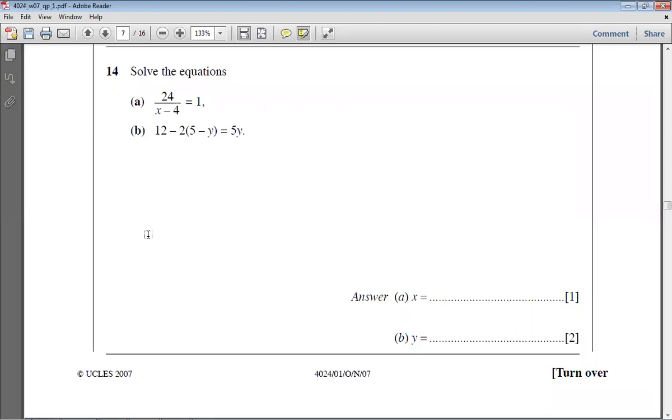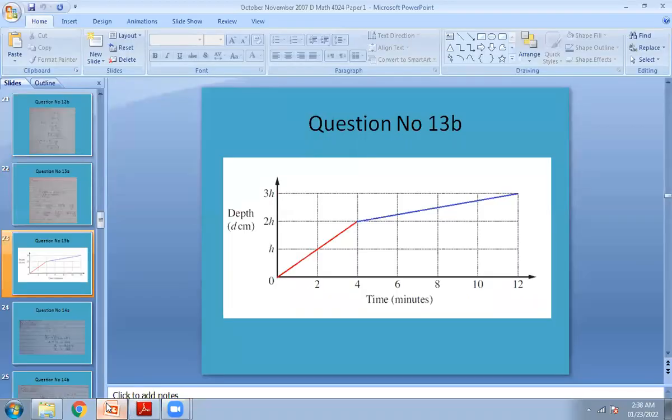So the first part is 24 divided by x minus 4 equals 1. So here you can cross multiply and then you can make x the subject of the formula, meaning make x alone on one side. So same thing we will do. This B part is also very simple. You have to find the value of y. So let's go to the next part.